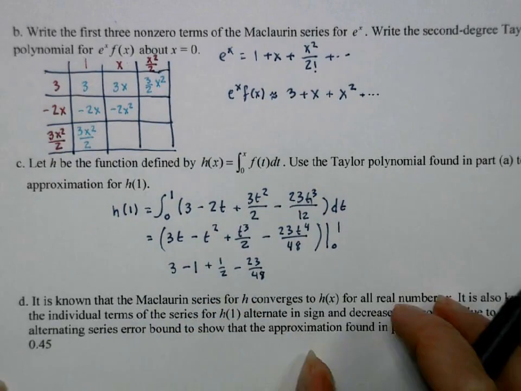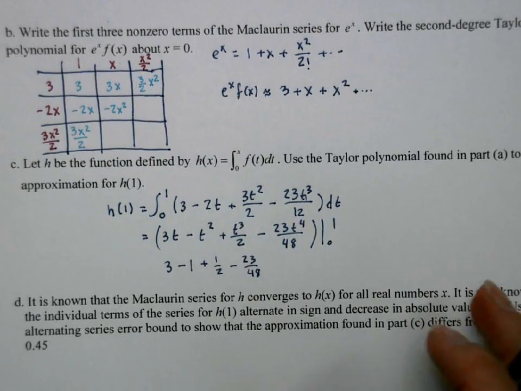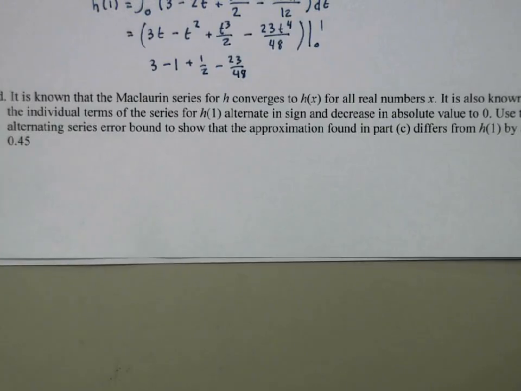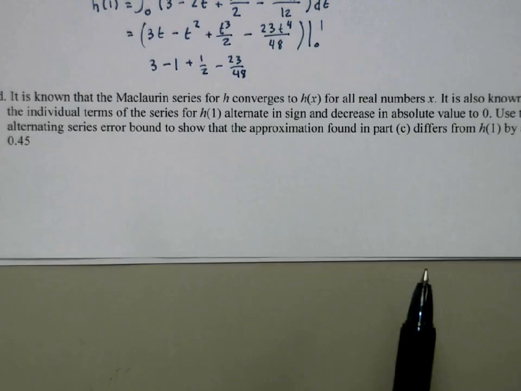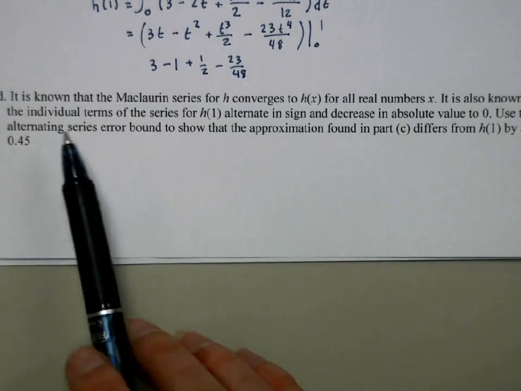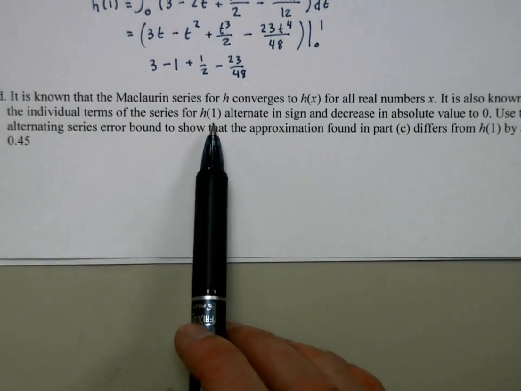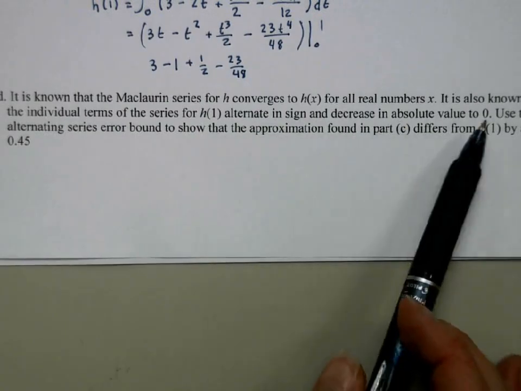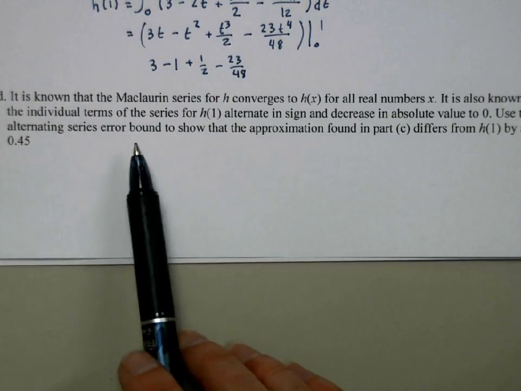Okay, final question. Got a lot of words to it. It is known that the Maclaurin series converges for h of x for all real values. It is also known that the individual terms for the series h of 1 alternate in sign and decrease in absolute value to 0. Use the alternating series error bound to show the approximation found in C differs from h of 1 by at most 0.45.